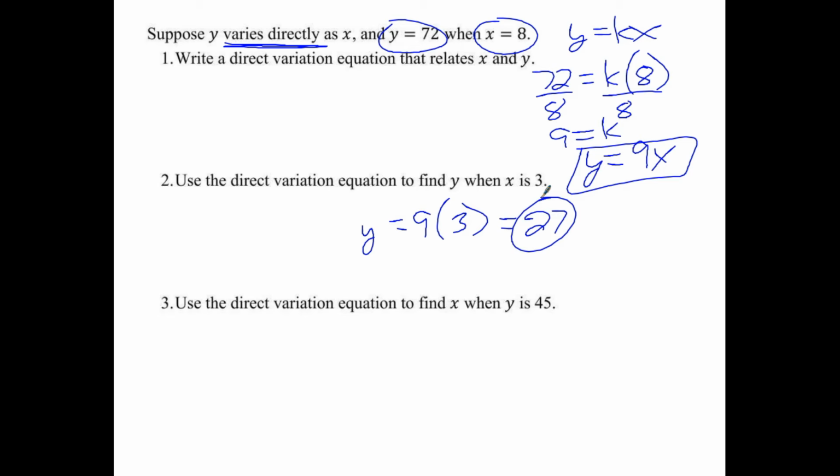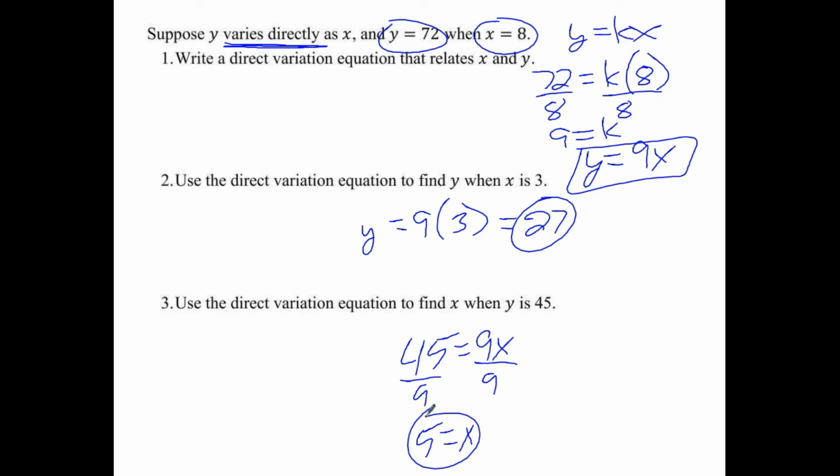And then do the other one. Use the direct variation equation to find x when y is 45. Okay, so we plug 45 in for y, but we use the same equation. So y is 45 now. 45 equals 9x. So solve for x. What do we do? Divide both sides by 9. So 45 divided by 9 is 5. 5 equals x. And you're done.